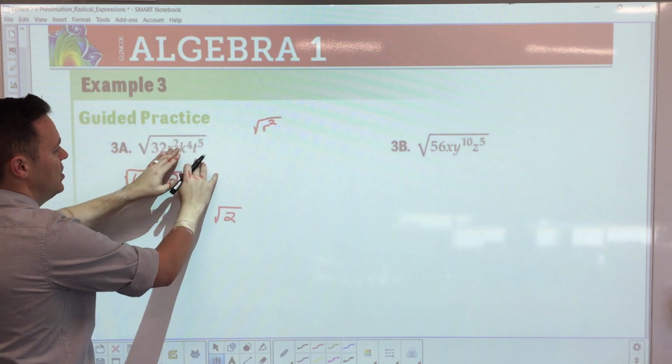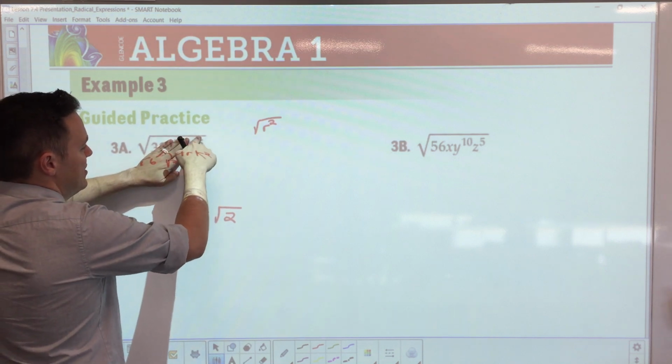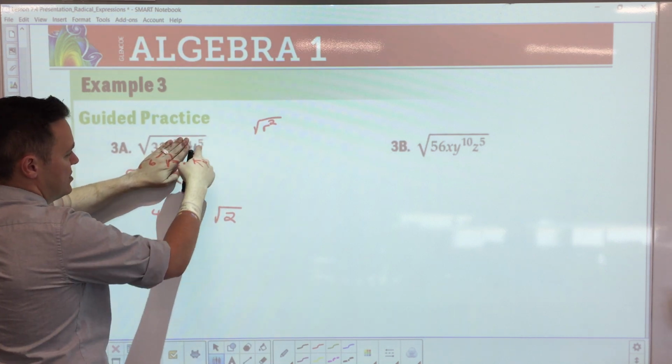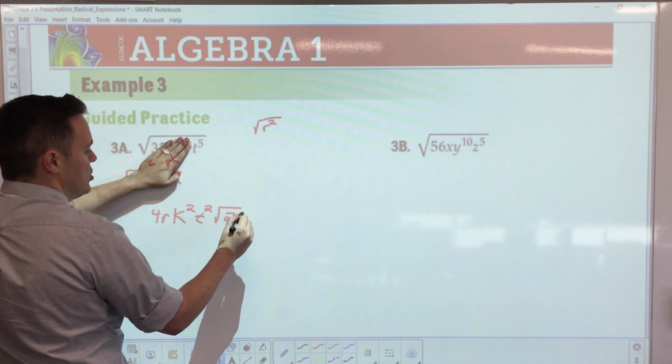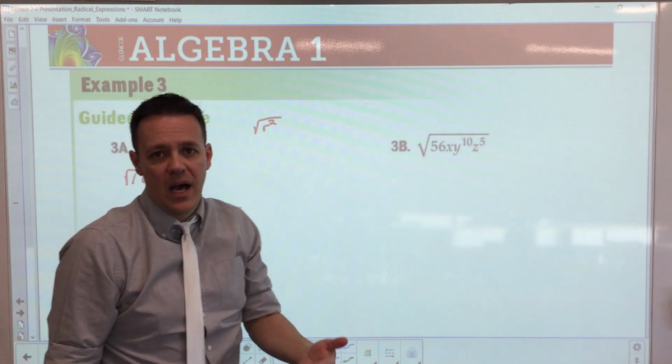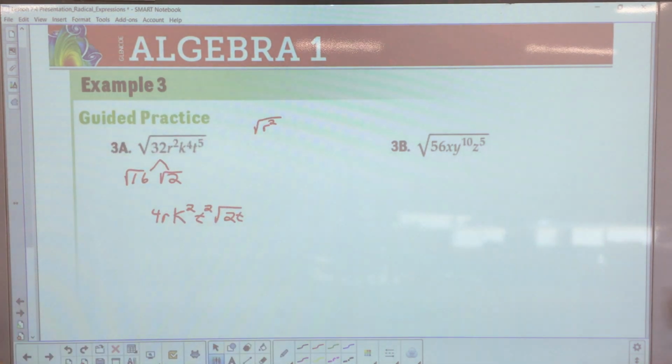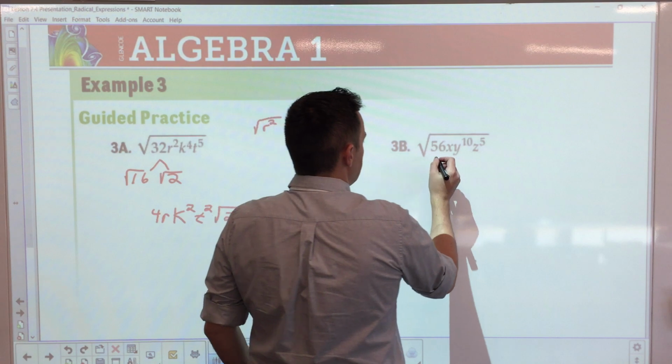Remember, you're dividing it by 2. And then what's the square root of t to the 5th? Well, we know that t to the 4th would be t squared, but then we have to unfortunately leave a t behind. So, ladies and gentlemen, there's your equation set up on this one.